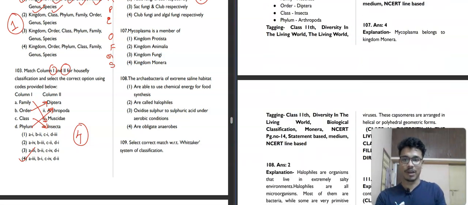Mycoplasma is a member of kingdom Protista? No. Kingdom Animalia? No. Kingdom Fungi? No. Kingdom Monera? Yes. And you know that this is the smallest cell, without a cell wall. Now we will move towards the next question.